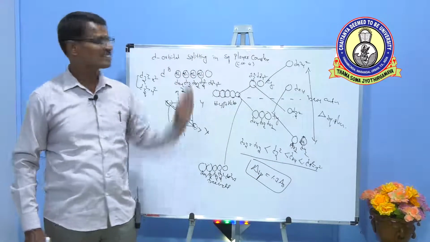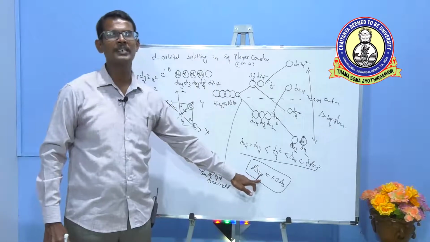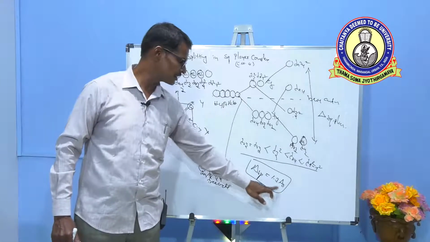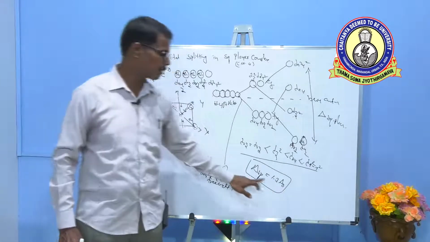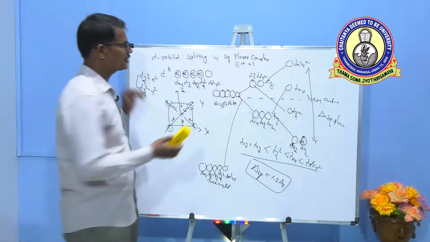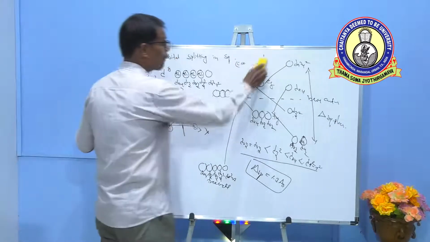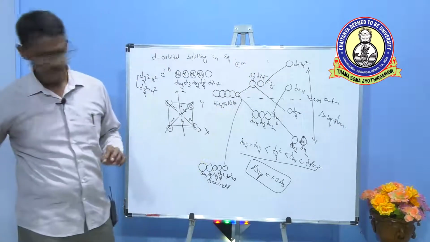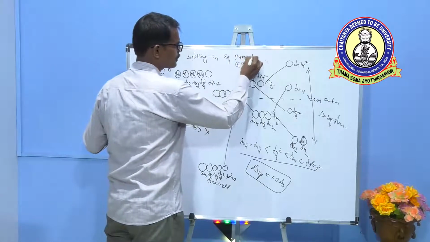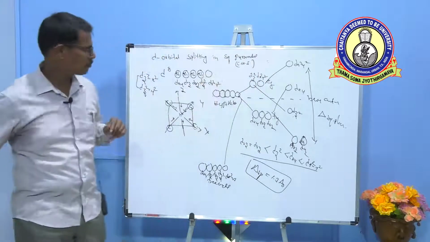And this is about square planar complex. Remember, square planar complex splitting energy is more compared to the octahedral complex splitting energy, that is 1.3 times more compared to the octahedral splitting energy. Now consider the d orbital splitting in square pyramidal complex. Square pyramidal versus square planar, the difference is one donor atom extra, that is coordination number 5.